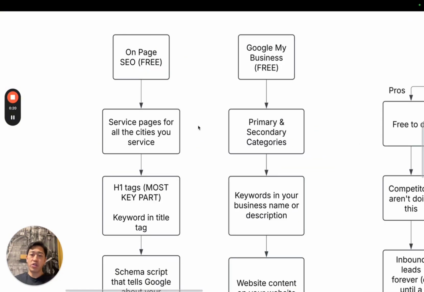There's really two ways that you can generate free leads off of Google. Number one is on-page SEO, and number two is Google My Business. If you're not familiar with these two, I'll just dive straight into what they mean. So number one is on-page SEO, and a lot of local contractors neglect this.